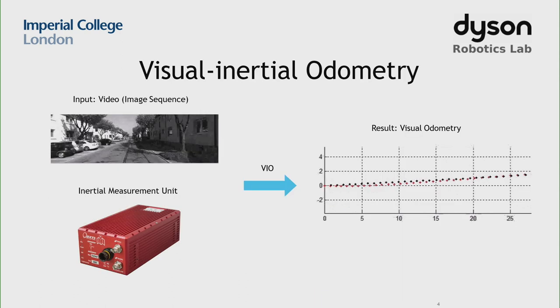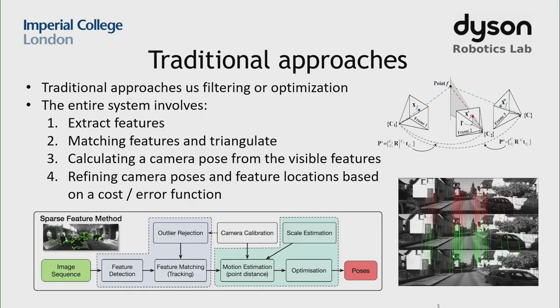Again, this is just what we're trying to accomplish. We have a data stream coming in from a camera, a video sequence. And then we also have a data stream from an inertial measurement unit. And what we want as output is the pose of the device over time.